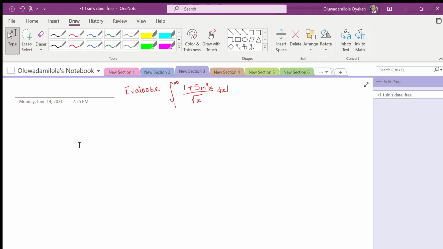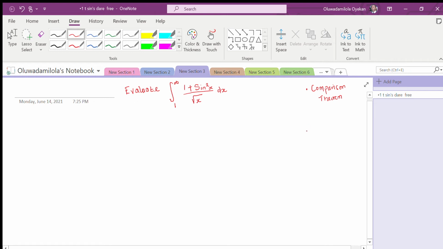So today we'll be looking at the problem on the screen, which is an improper integral. But now we'll be solving this problem using the comparison theorem. Basically what it says is that you look for a function that's bigger than this, and then you work with that function, because solving this directly is kind of cumbersome, kind of difficult.